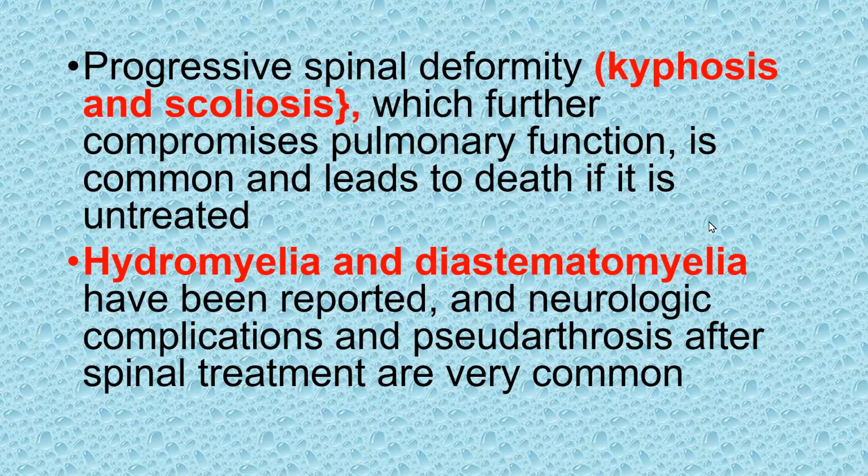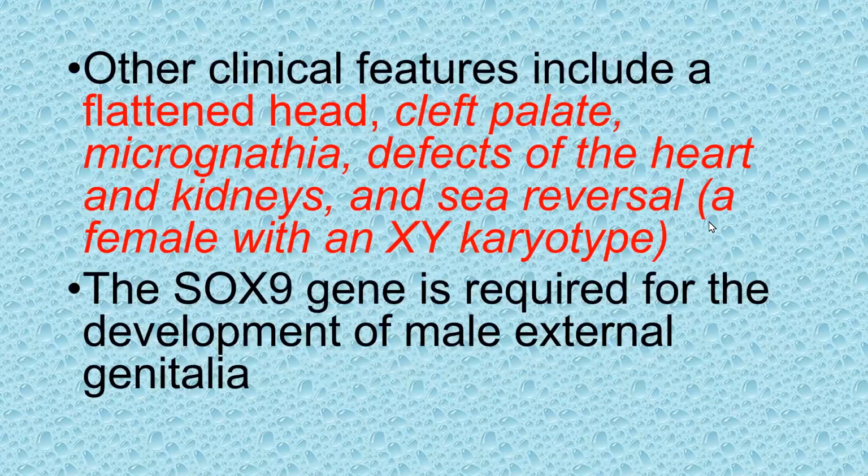Other clinical features include flattened head, palate, defects of heart, kidneys, and C reversal. These are deformities that occur in this condition. And the SOX9 gene is required for the development of male external genitalia.